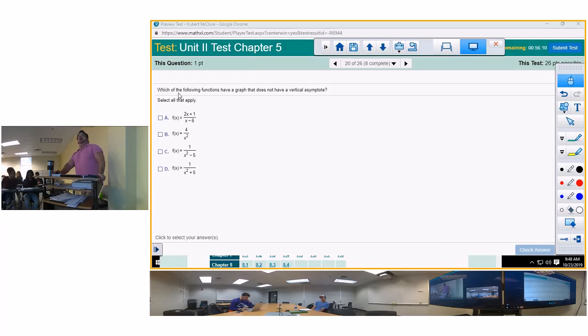Which of the following functions have a graph that does not have a vertical asymptote?